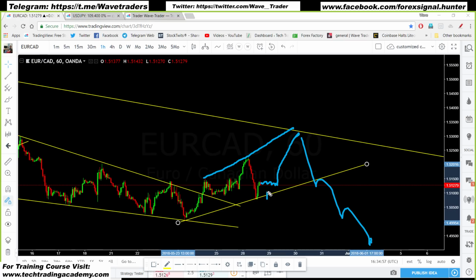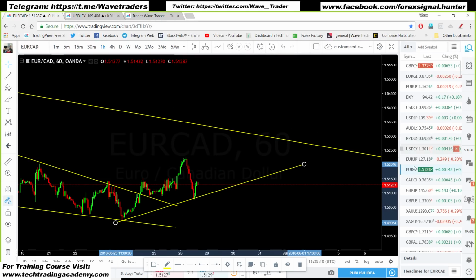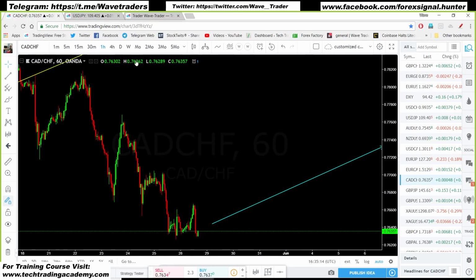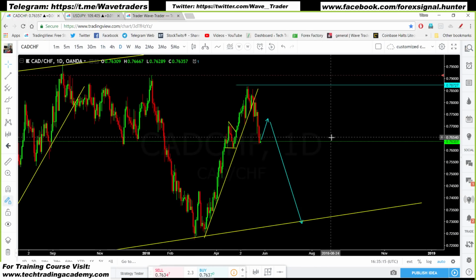So watch for this correction for a buy, for that trade, and for a short-term sell, this bigger correction, slightly bigger one, back to that bottom and then buy again on the EuroCAD. CAD Chief, make sure you understand before you trade these two pairs: CAD Chief and EuroCAD.